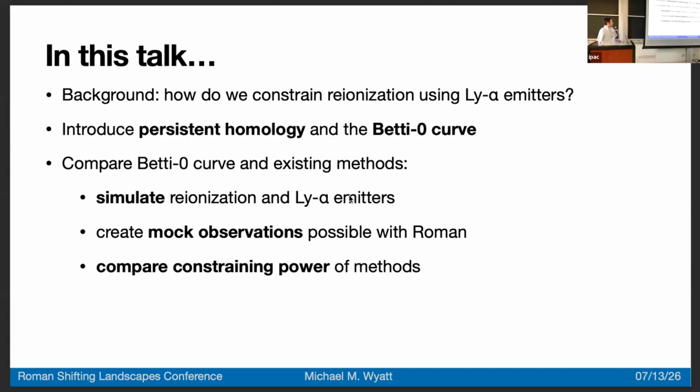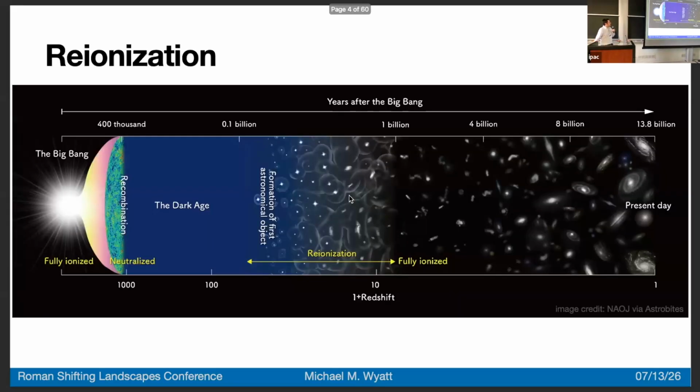And of course, for that, we're going to need to simulate some Lyman alpha emitters during reionization and create some mock observations for something that might be possible with the Roman telescope, and then compare the constraining power of these methods to one another. And hopefully I can convince you that this new statistic, the Betti curve, is a promising method for this purpose.